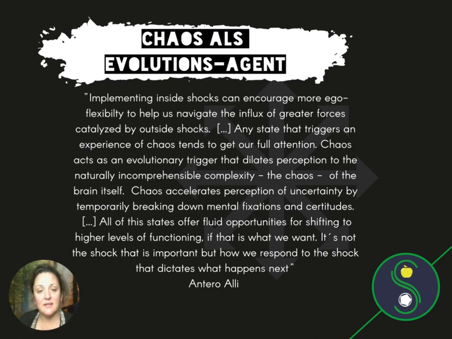Now, I want to end this introductory presentation with the notion of chaos as an evolutionary agent. And this is where my mission comes in, to be a coach that supports unconventional individuals to embrace states of chaos as opportunities for personal evolution. This has to do with what we talked about in the previous slide about homeostasis, and how chaotic states tamper with homeostasis, thus forcing the system to realign.